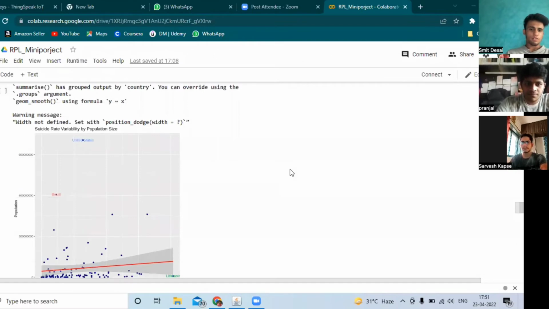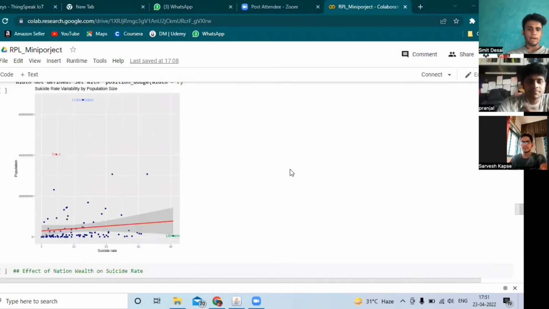The next plot shows suicide rate variability by population size given in the data set. There seems to be sort of a positive linear association between the country population size and its corresponding suicide rate. Lithuania and the United States can be considered as two outliers in two opposite directions in the data. The presence of such extreme values affects the prediction process. This will be explained further by Sarvesh.